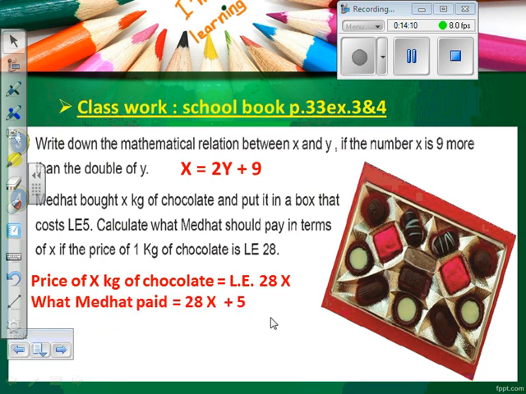Then I need to add the price of the box. So the total money paid will be 28X, the price of the chocolate, plus 5, the price of the box. And the final expression will be 28X plus 5.